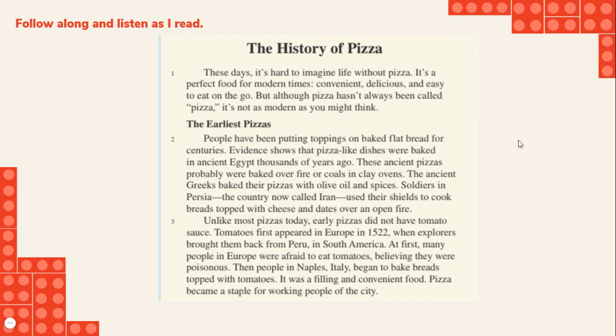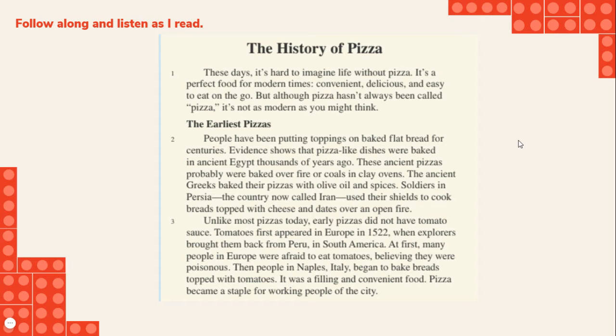The earliest pizzas. People have been putting toppings on baked flatbread for centuries. Evidence shows that pizza-like dishes were baked in ancient Egypt thousands of years ago. These ancient pizzas probably were baked over fire or coals in clay ovens. The ancient Greeks baked their pizzas with olive oil and spices. Soldiers in Persia, the country now called Iran, used their shields to cook breads topped with cheese and dates over an open fire.